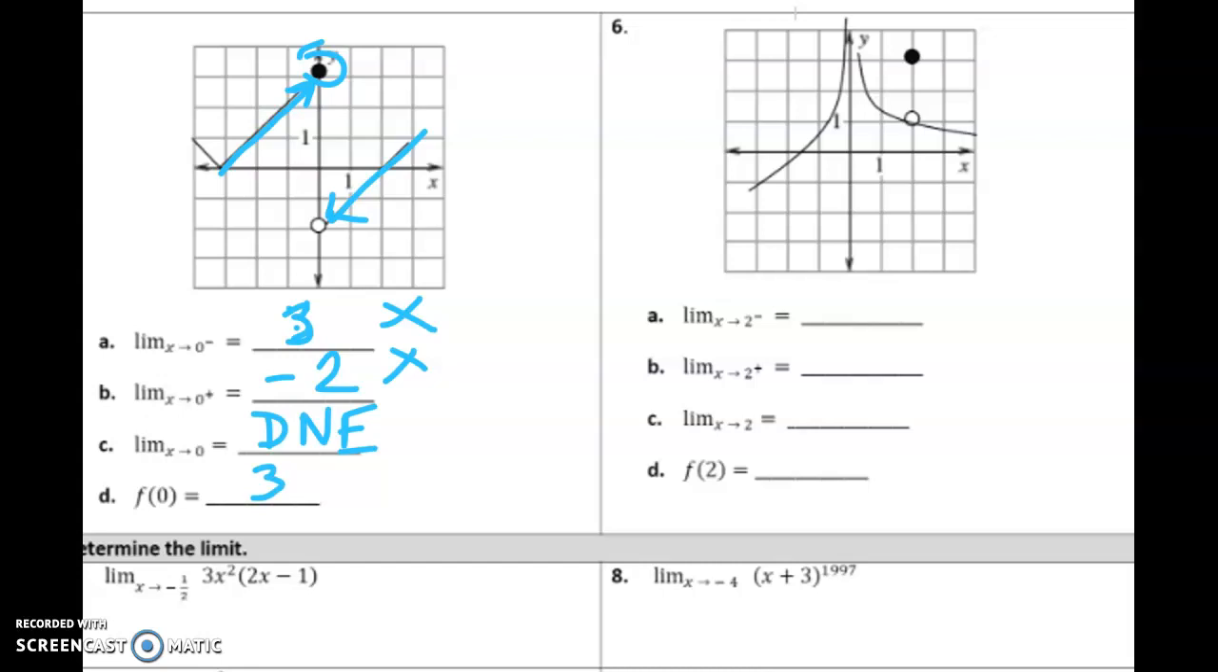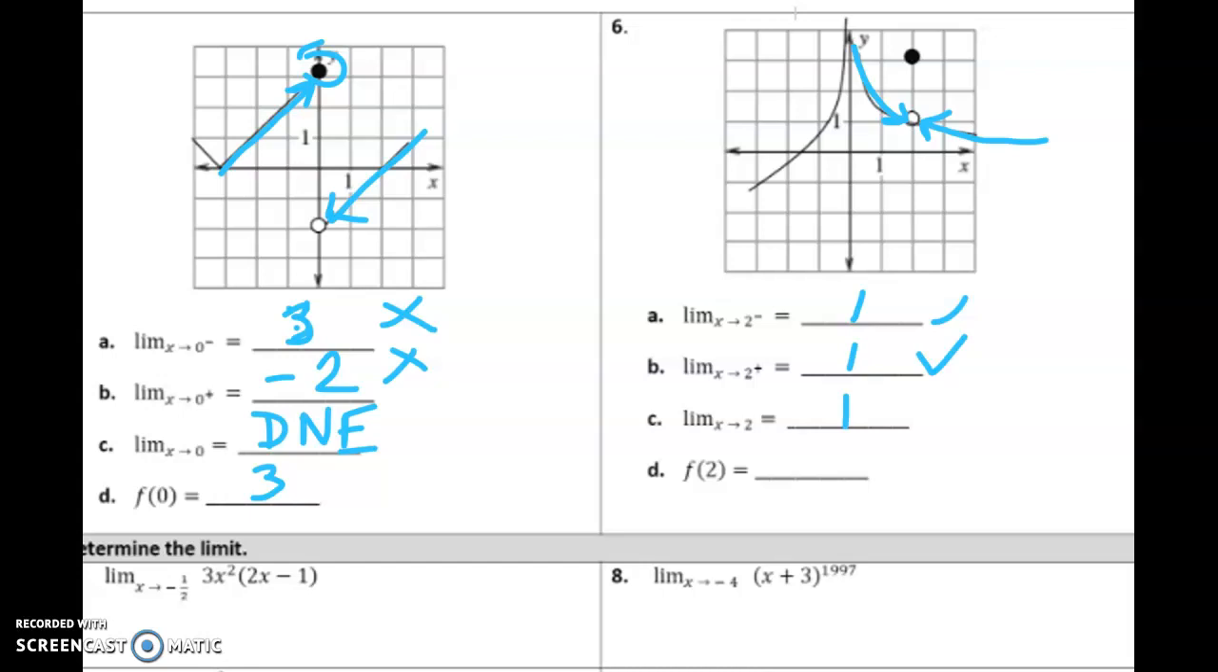Number 6. What is the limit as x approaches 2 from the negative side? I'm approaching 2 from the negative side. Looks like a targeting value of 1. I'm approaching 2 from the positive side. It looks like a targeting value of 1. The left-handed limit agrees with the right-handed limit, therefore the limit exists and is equal to that.